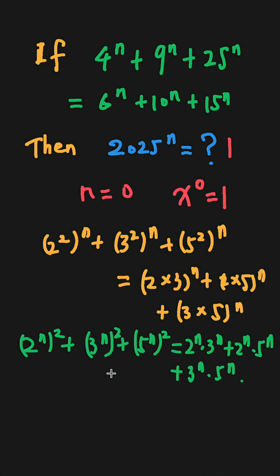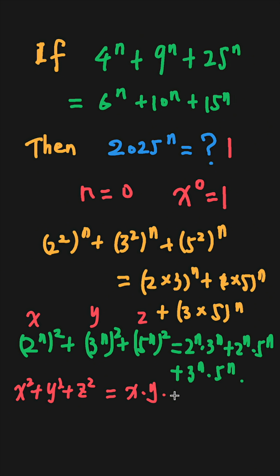All right, now basically we have 3 different elements: 2 raised to n, 3 raised to n, and 5 raised to n. How about we let the bases be 3 different letters, x, y, and z. So basically the left side can be turned into x squared plus y squared plus z squared. The right side is going to be x times y plus x times z plus y times z.